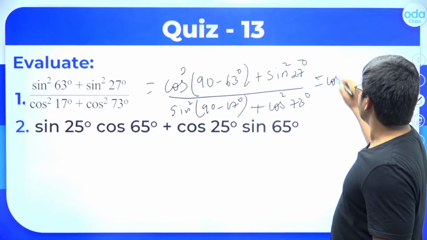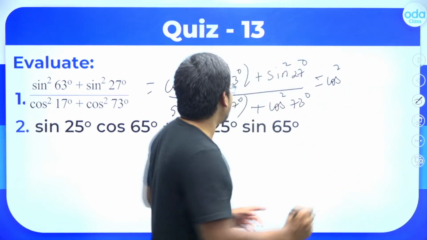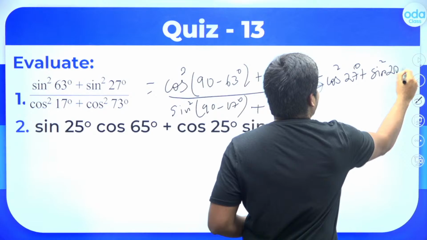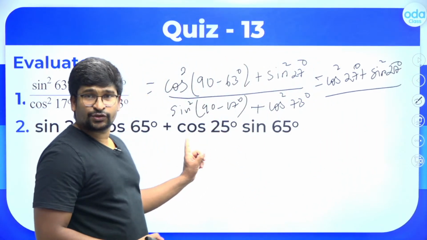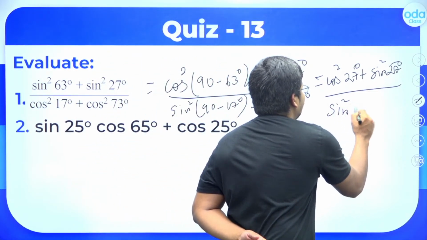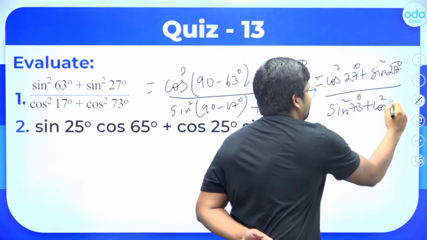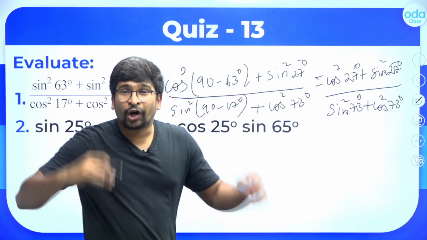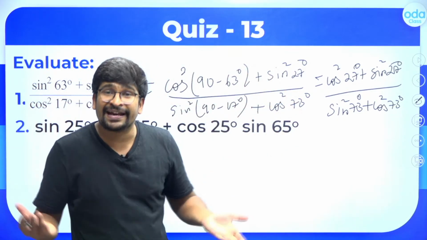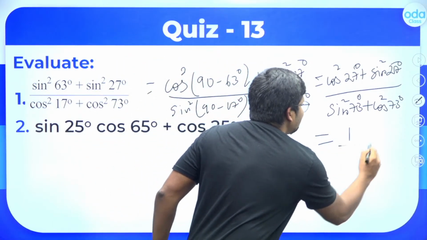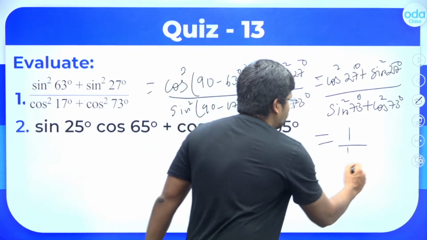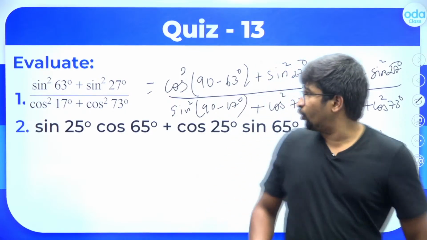So that is equal to cos square of, what is 90 minus 63? You know that 90 minus 63 should be 27. So cos square 27 plus sine square 27 degree, whole divided by sine square 90 minus 17, which is 73. So it will become sine square 73 degree plus cos square 73 degree. Do you see a cos square A plus sine square A there at the top? Yes, you know that cos square of the same angle plus sine square of the same angle is 1. So this is 1 divided by the denominator also, sine square 73 degree plus cos square 73 degree, that is also 1. So 1 divided by 1 is 1. So the value will be 1.